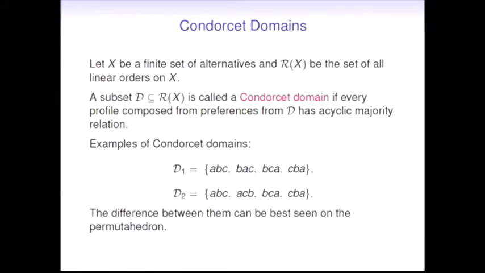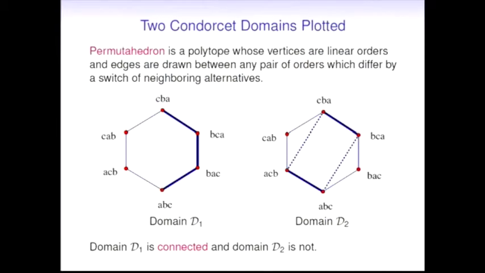The difference between them is not quite clear from this, but if we put it on a permutahedron... what is a permutahedron? A permutahedron is a polytope whose vertices are linear orders, or elements of the symmetric group if you have an algebraic background. In this polytope, edges are drawn between any pair of orders which differ by a single switch. For example, here you switch A and B. That's a single switch, and they are neighbors in the permutahedron. So the first domain, D1, is connected in this graph, and the second is disconnected.